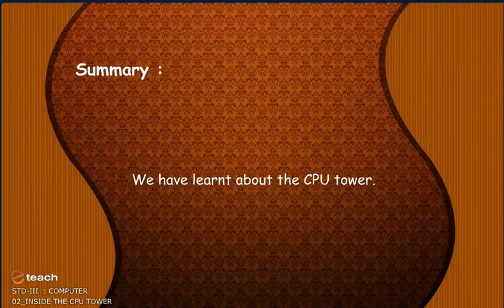Summary. We have learnt about CPU tower in this chapter. We'll learn more about computer in our upcoming lessons.